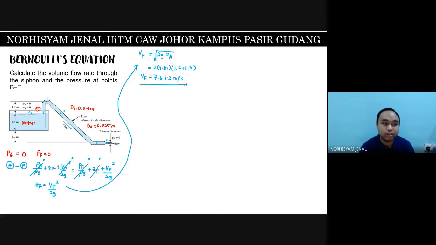the volume flow rate through the siphon? Okay, since the volume flow rate should be the same throughout, we can use F even though the diameter is different compared to the siphon. So we can just do Q is equal to AF multiplied by VF. This is a siphon, so it should be based on the equation of pi r square or pi d square over 4. So the area is pi, the diameter is 0.025 square over 4 multiplied by 7.672.